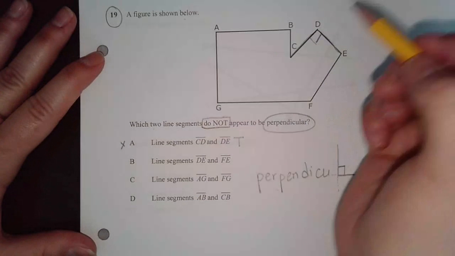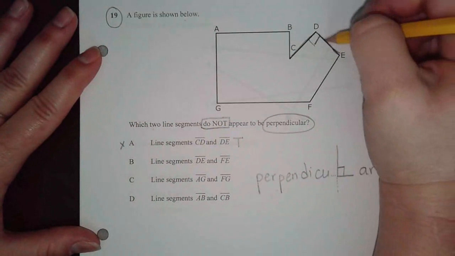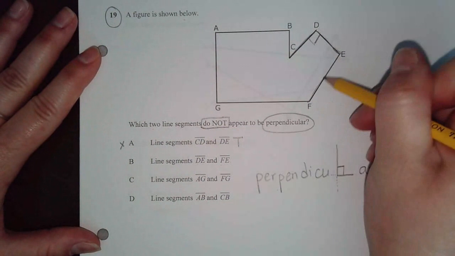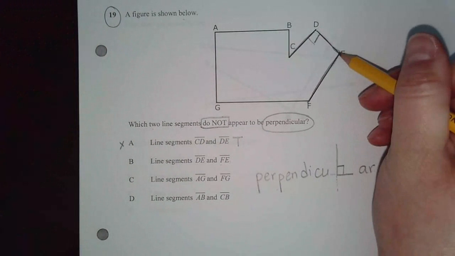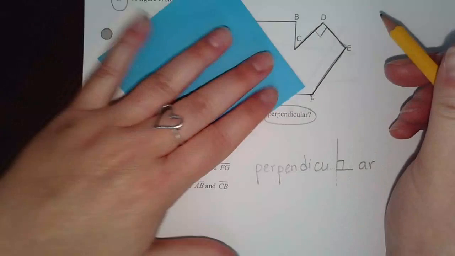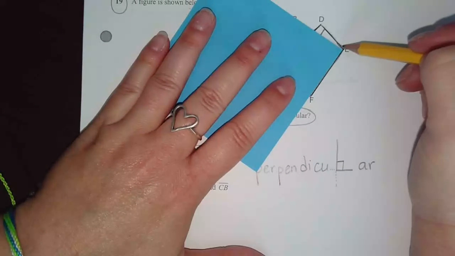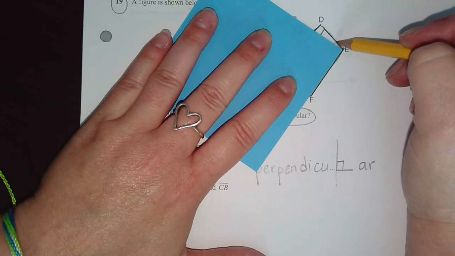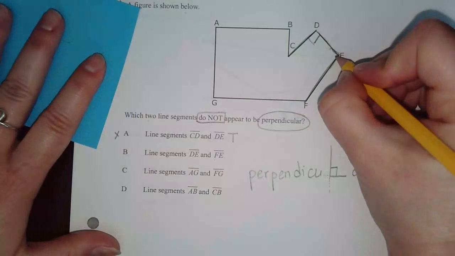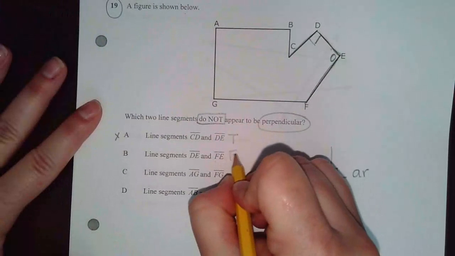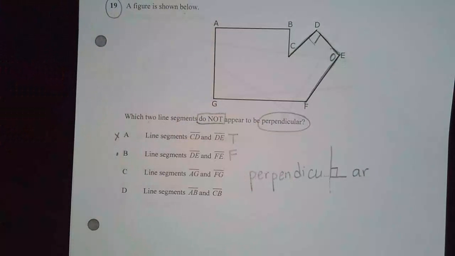Line segment DE. So this one again right here, DE and FE right here. So we have this vertex right here. Let's see. I'm going to put it in here. Oh, this one is more. Look right here. It's more than a right. So that one's obtuse. So that one's false. It is not perpendicular. So that one is a possibility.